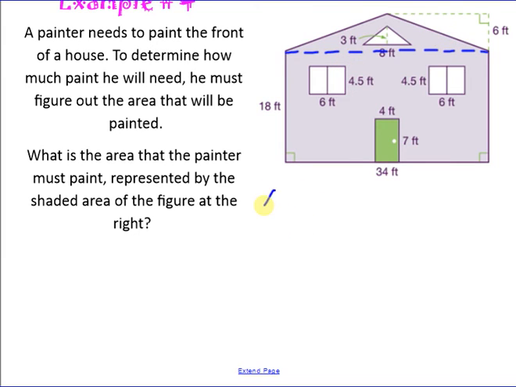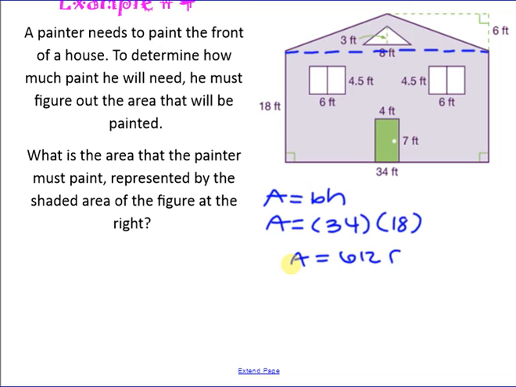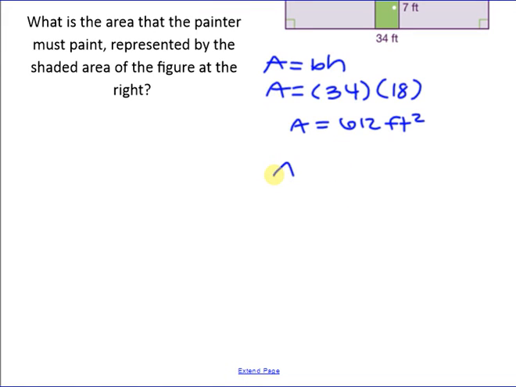Okay? So area equals base times height. Area equals, so the base of our house is 34. The height of our rectangle is 18. So 34 times 18 is 612. Okay? Now we have this triangle part right here that makes up the roof. So area equals base times height times 0.5.